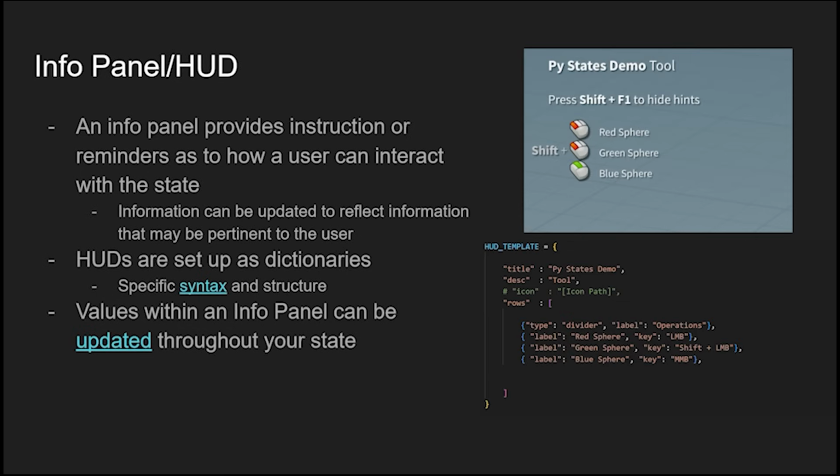Additionally, we'll want to talk about implementing an info panel, also known as a HUD or heads-up display. An info panel is going to be the UI at the top left of the viewport that gives instructions or information to the user about how they can interact with the viewer state. The HUD is structured as a Python dictionary with specific syntax that Houdini is expecting to be able to read in and create the info panel.